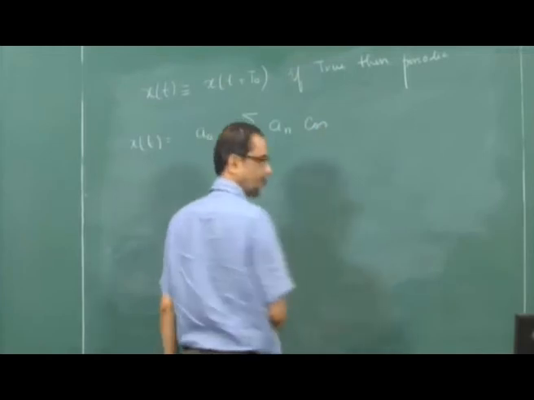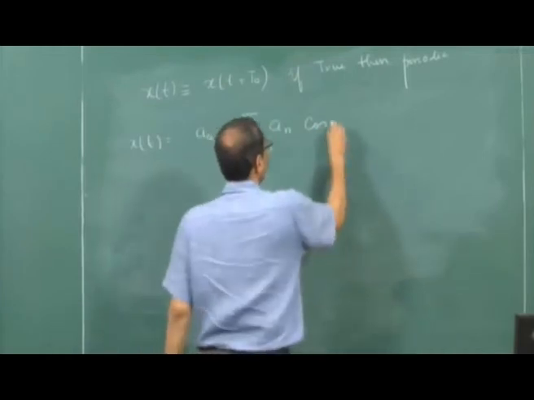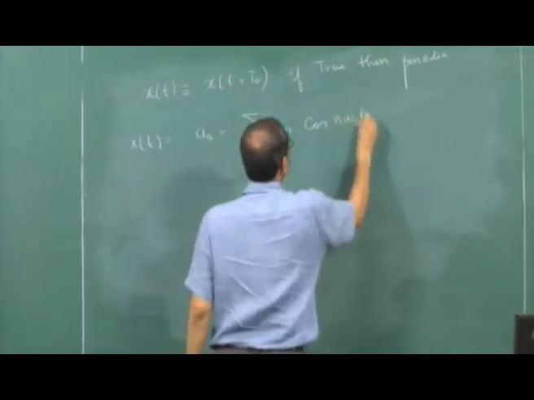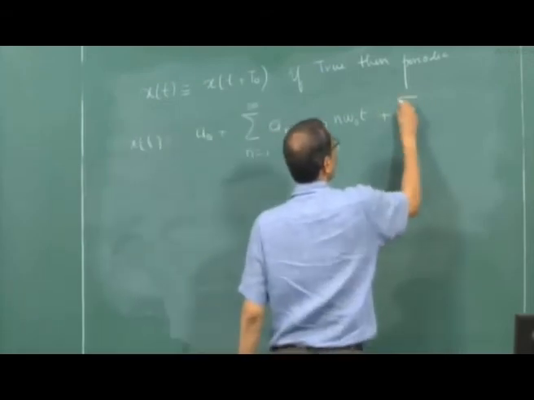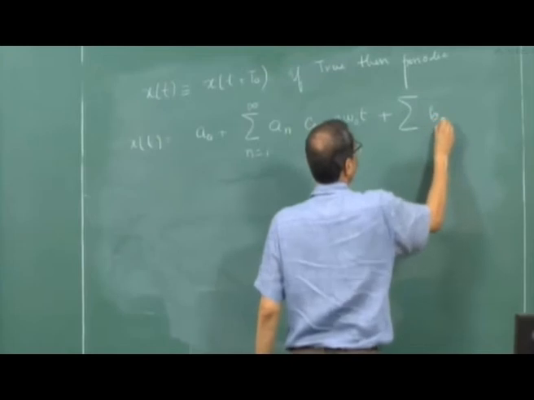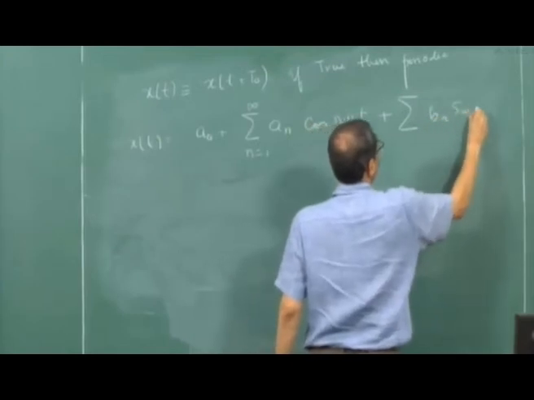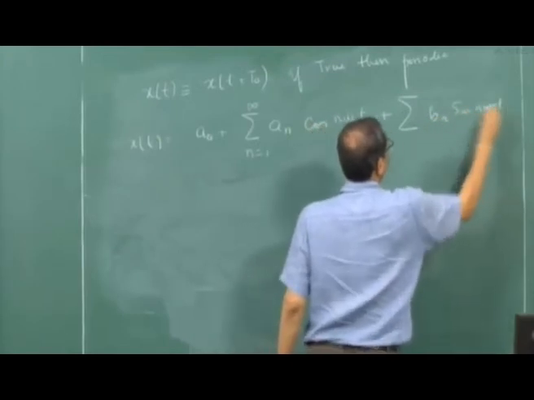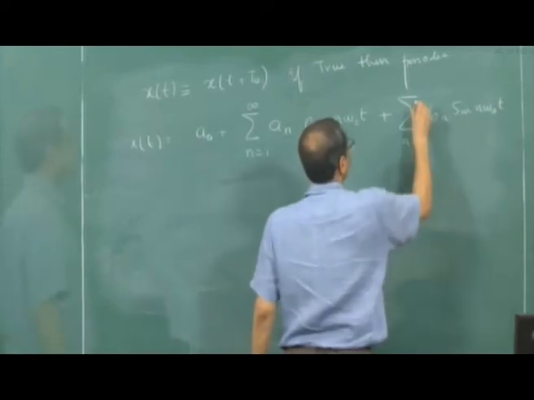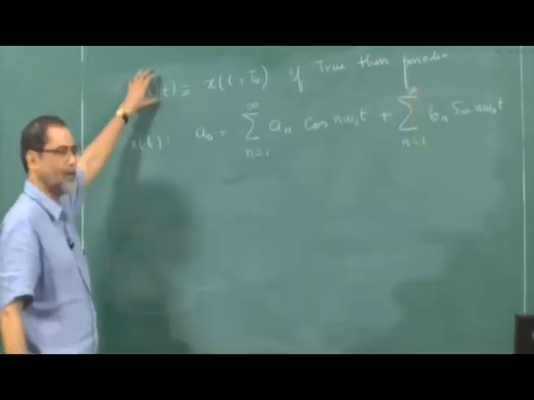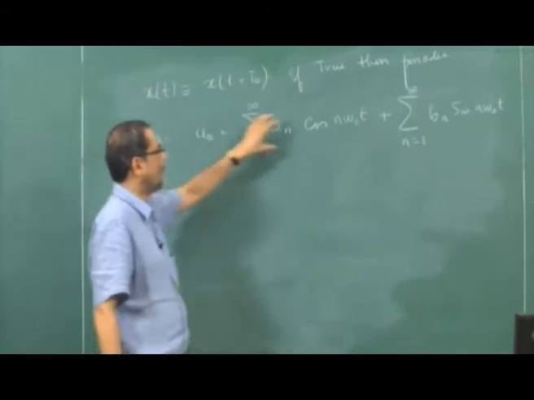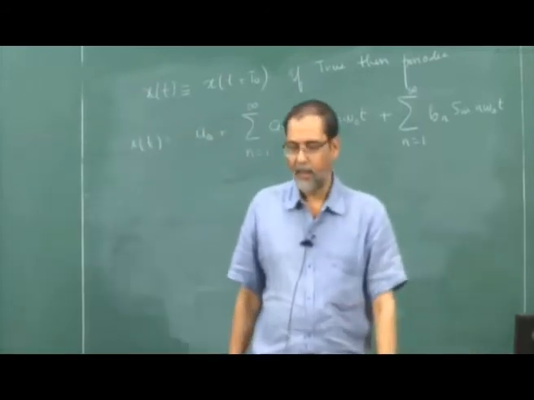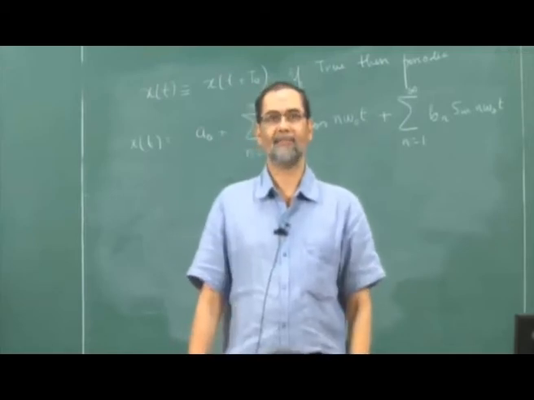cosine n omega naught t, n goes from 1 to infinity, plus bn sine n omega naught t, n goes from 1 to infinity. We said if x of t is periodic, then x of t can be written in terms of this trigonometric series.